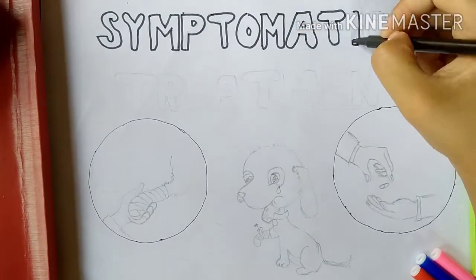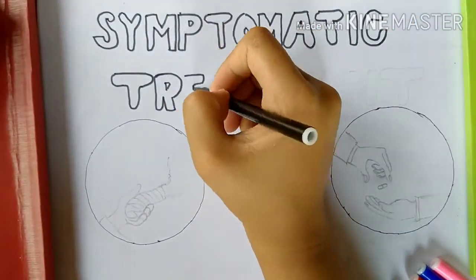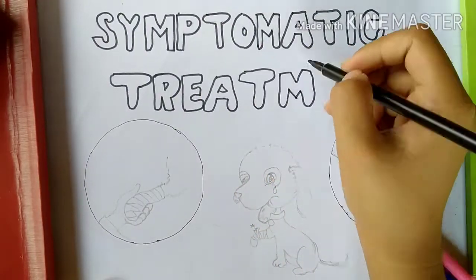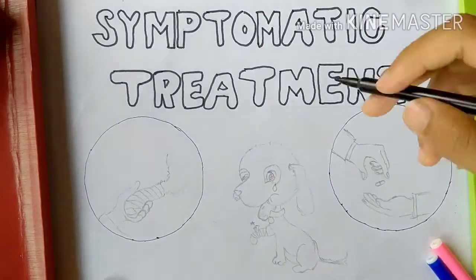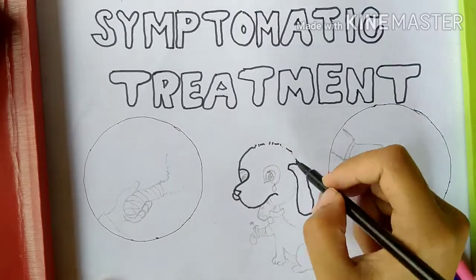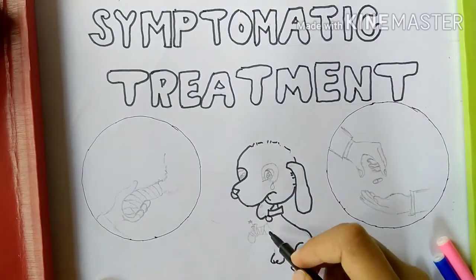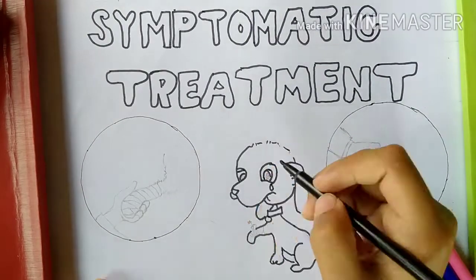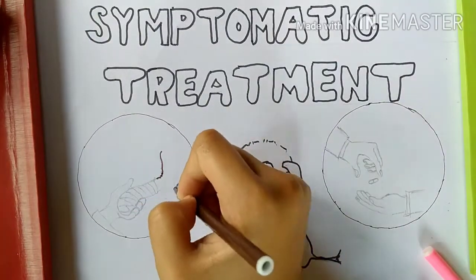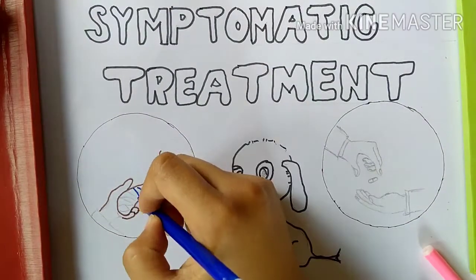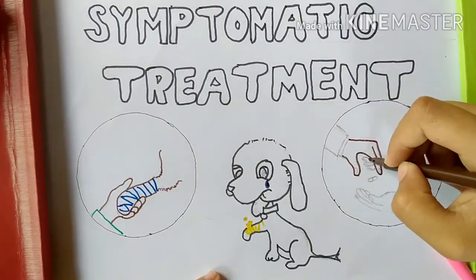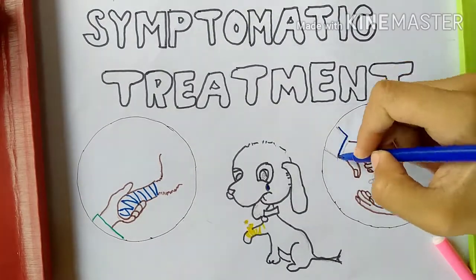Symptomatic treatment are to control the pain, unstable limb should be splinted, and intake of non-steroidal prostaglandin inhibitors like aspirin.